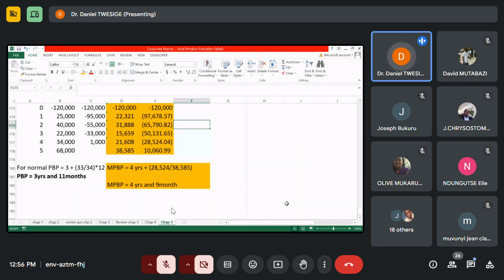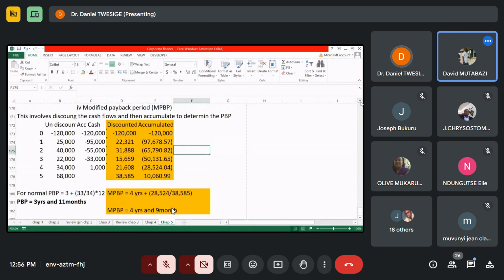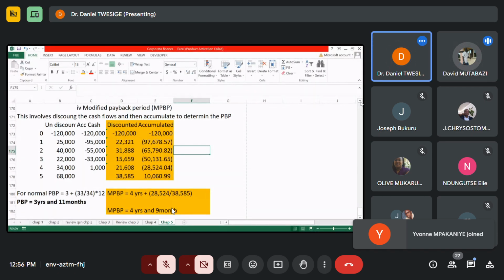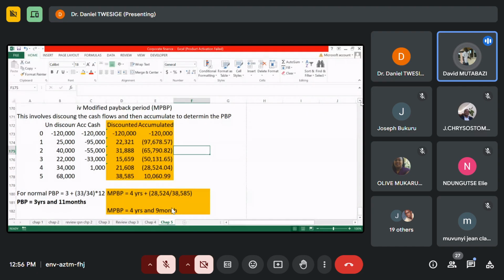I don't know if you have a question. Any question, friends, on this? You see, if you consider the time value of money, it changes the payback period. Between the two, modified or not modified, which of the two is real? I think for very fast screening, you can use the normal payback. But if you want to make a right decision, it's better to use a modified payback.